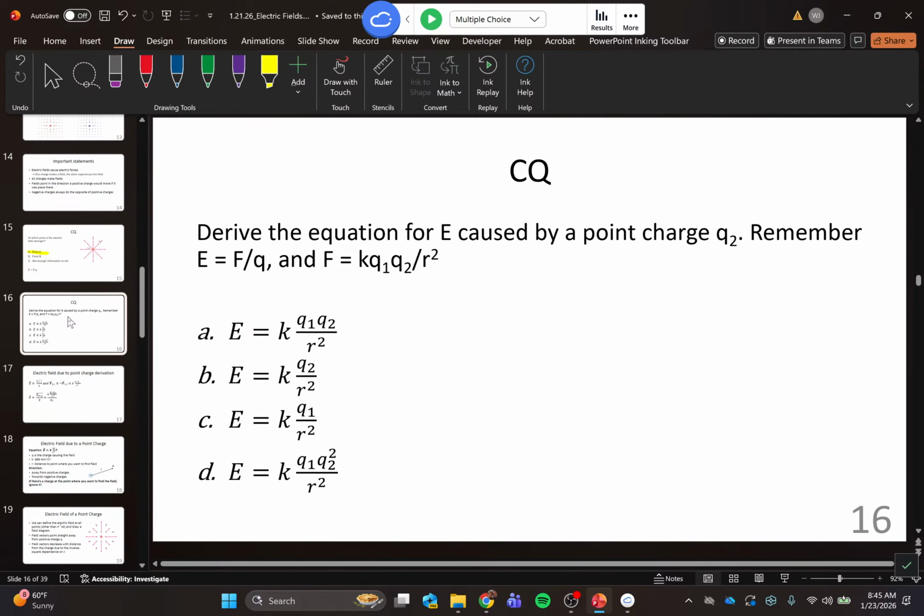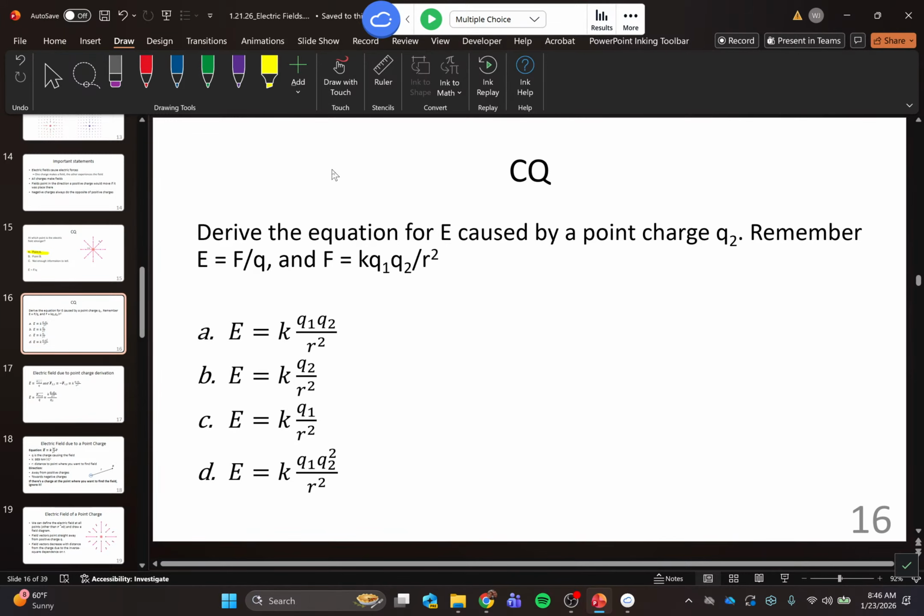All right, now we're going to do a tiny bit of derivation. This is pretty simple. I have the utmost confidence in you. Derive the equation for E caused by a point charge Q2. So Q2 is the one making the field. Remember that the electric field equals F over Q. And remember that the force equation is kQ1Q2 over r squared. So you're going to do a little bit of derivation here.